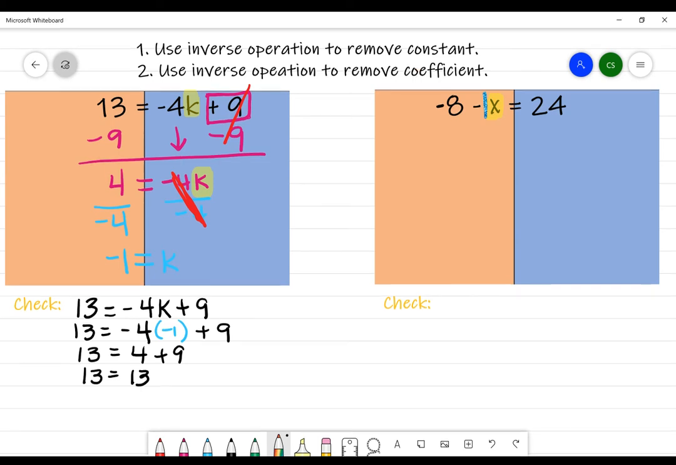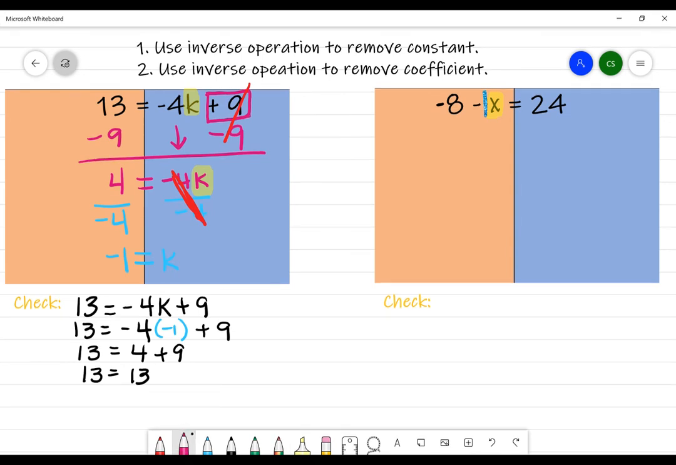So I want to isolate the variable by removing this constant first. The opposite of subtracting 8 is adding 8. And if I add 8 to one side, I must add it to the other side, making sure that I'm combining my like terms. Well, negative 8 and positive 8 are opposites. I did nothing to my negative 1x, and 24 plus 8 is 32.